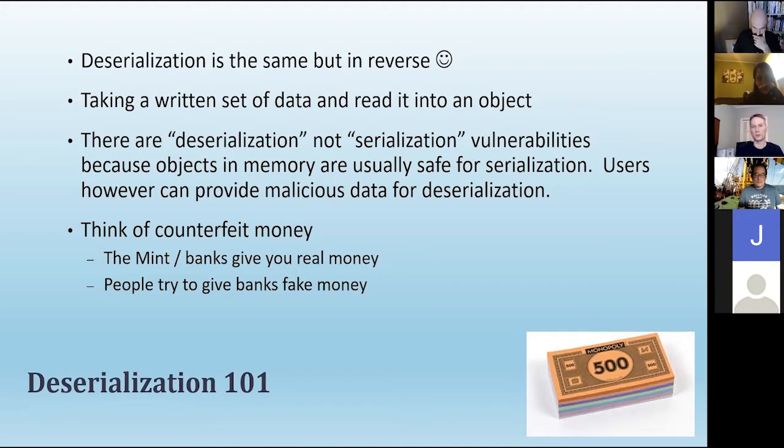Normally, if you have an object in memory, it's going to be safe for you to serialize and write out to a file or write out to the network. If it's not safe for that, usually you have a different type of vulnerability in your program. Usually you've got some memory corruption or something else already going on. So normally you can trust what the system writes out and serializes.